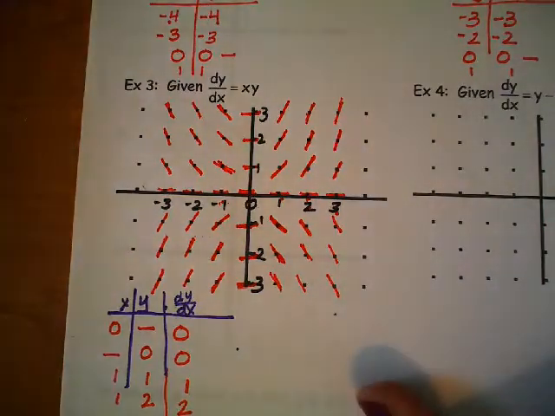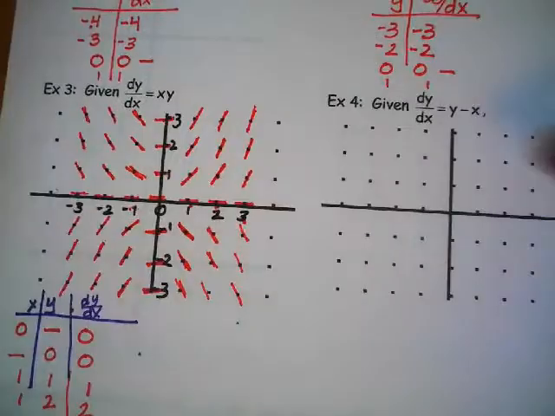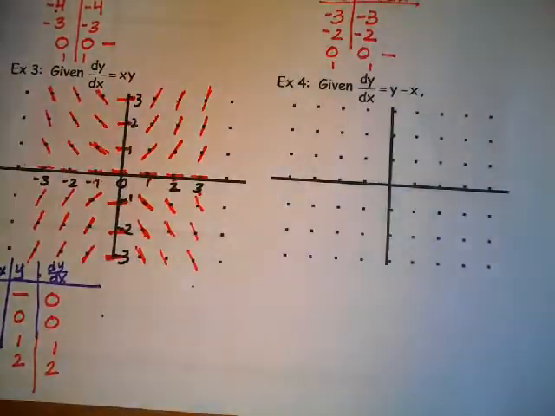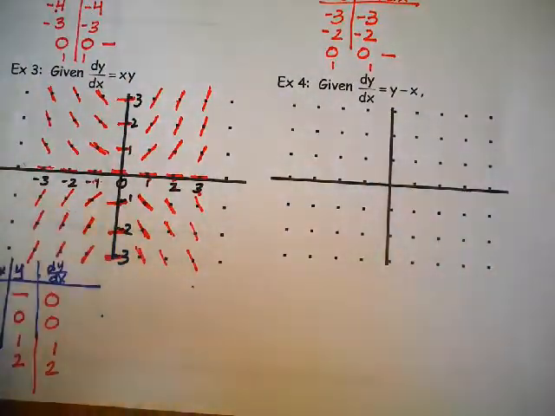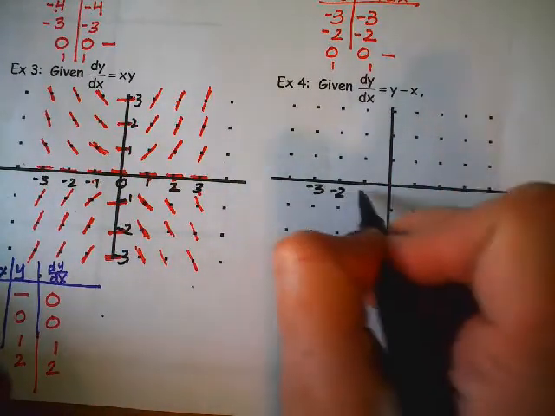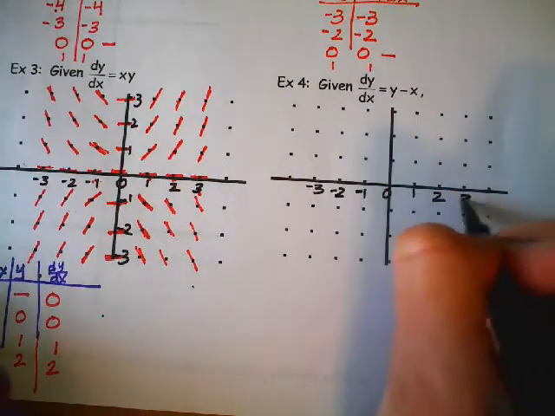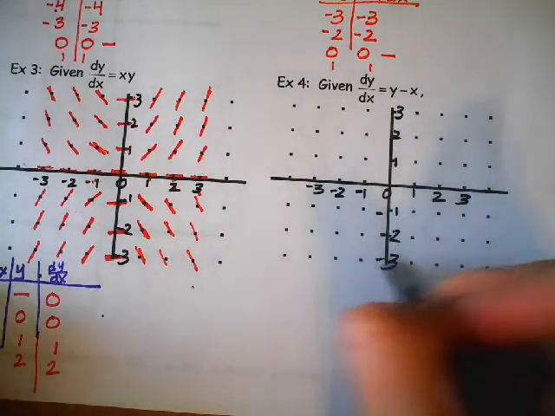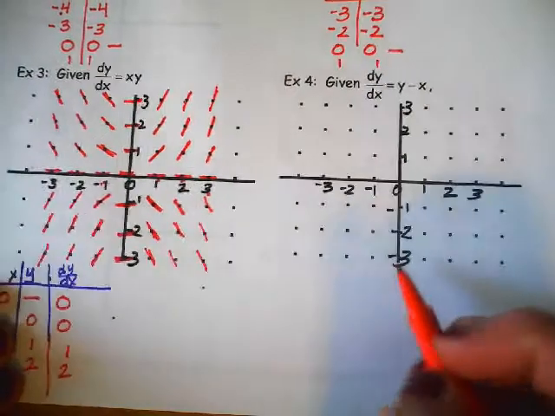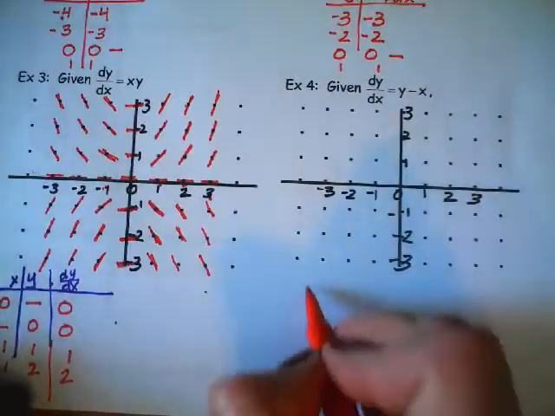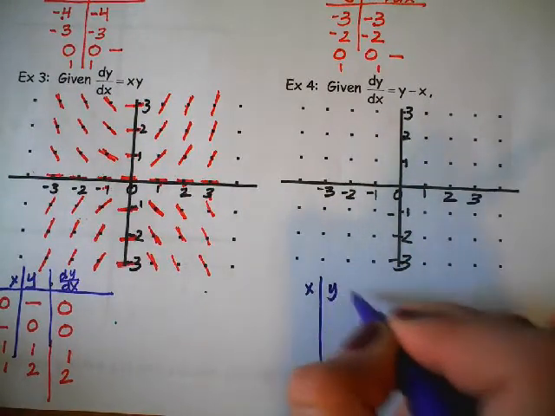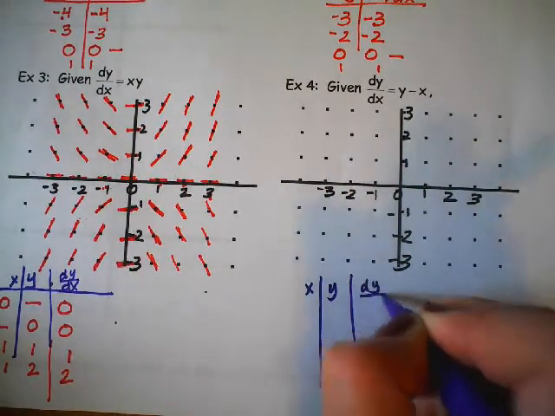Okay, and problem number 4. Problem number 4 is, again, x's and y's. I'm going to look for some kind of pattern if I can on here. So I'm going to label my x and y axis. Set up my table. X, I need y's, I need dy/dx's.